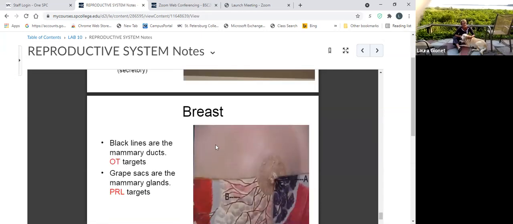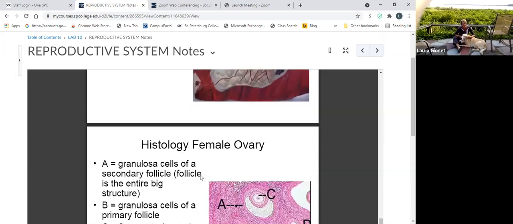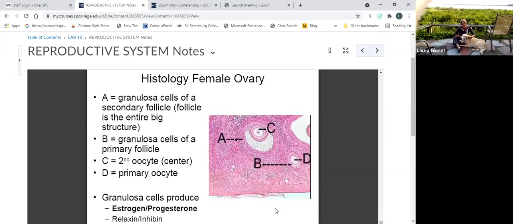Here we have the breast model, the glands versus the ducts. Right, the ducts are targeted by oxytocin. The mammary glands are targeted by prolactin. Again, we'll cover that more later in the next lab.